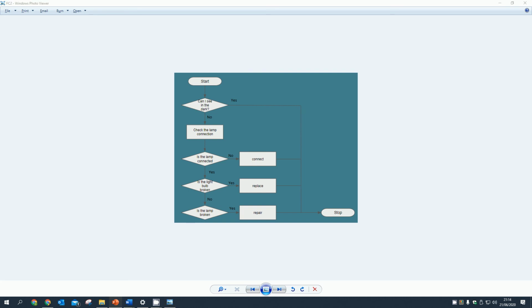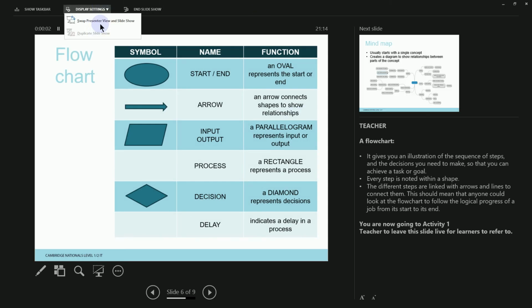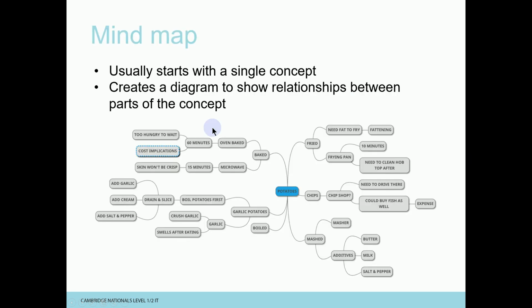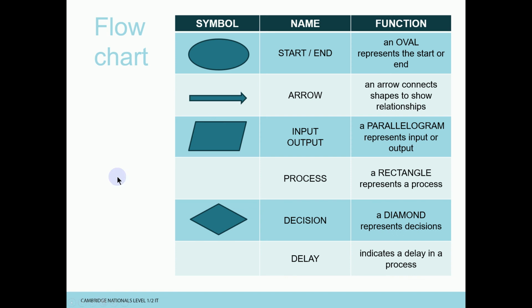So let's go back to where we were. So here are our shapes, and you understand and you can see how our flowchart is meant to work and how we're going to use that later on to produce some visual representation and visual solution to a problem.